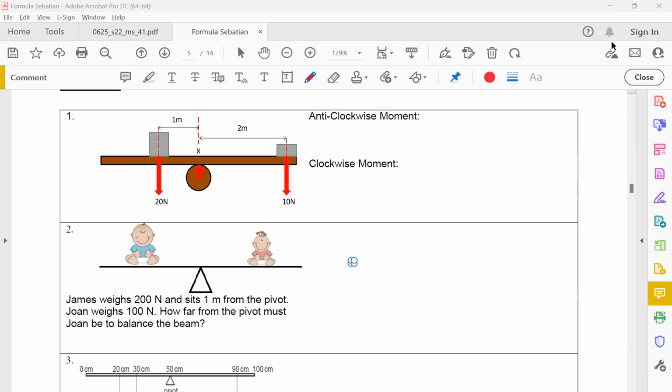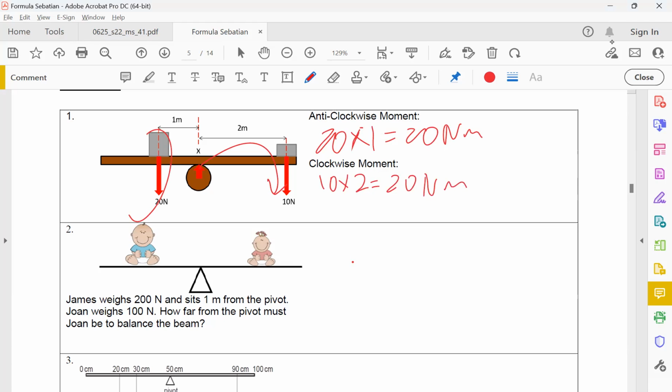But anyways, from here, you're supposed to do the first question, very straightforward. Anti-clockwise is definitely this one, right? So it's just going to be 20 multiplied by 1, which is going to give you 20 Newton meter. Straightforward, easy, nothing to explain. Clockwise moment is going to be this one, right? It's going to be 10 multiplied by 2, which is obviously going to be 20 Newton meter as well, indicating that they have both moments equal, meaning to say they are in equilibrium.